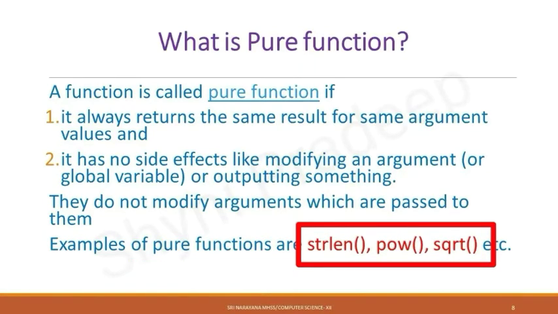The next example for pure function is power. The power function is used to calculate the base raised to the power value. If you give 2 power 2, it will always return the value 4. If you call the same function with the same value, this function always gives the same output. The next example for pure function is square root. The square root function is used to find the square root of the given number. If you give the same input to this function again and again, it always produces the same output. So these are the examples for pure function.